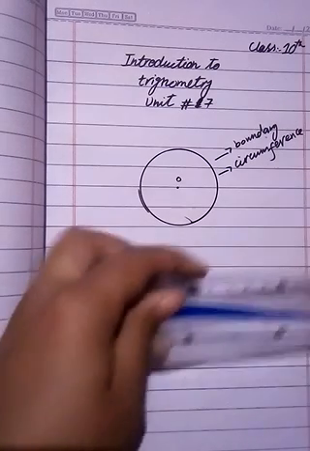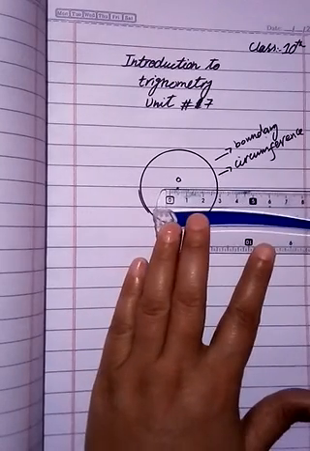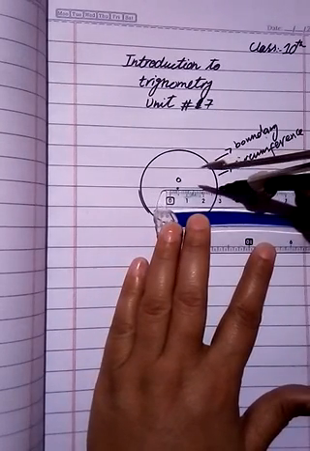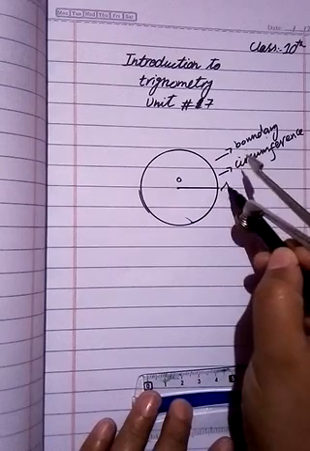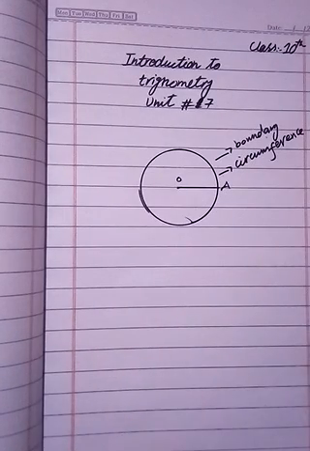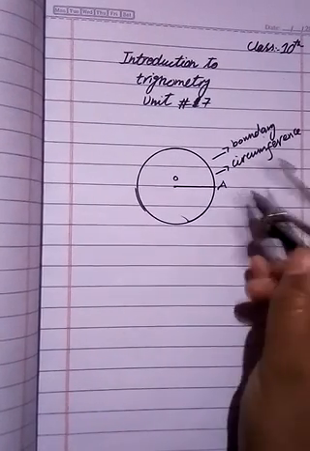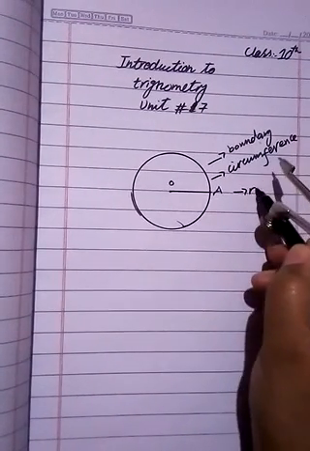Now O is the center point. Now you have to draw a line from center point O to its circumference. Now its name is OA. OA is known as a radius. So this is a radius.